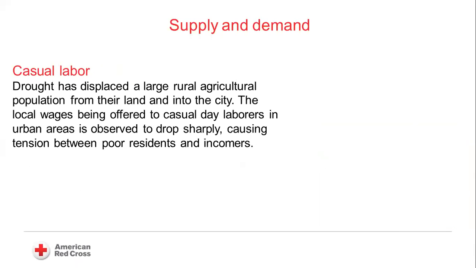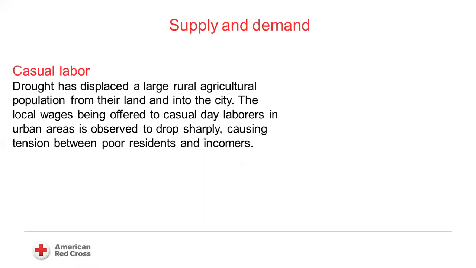Okay, we're going to do one more. So, casual labor. Drought has displaced a large rural agricultural population from their land and into the city. The local wages being offered to casual day laborers in urban areas are observed to drop sharply, causing tension between the residents and incomers.